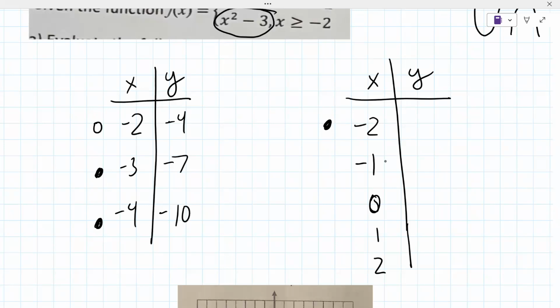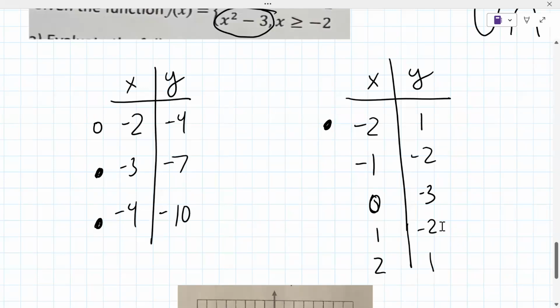-2, 1. Okay. -1, -2. Very good. 0, -3. 1, -2. 2, 1.